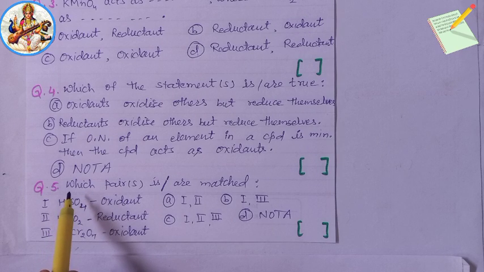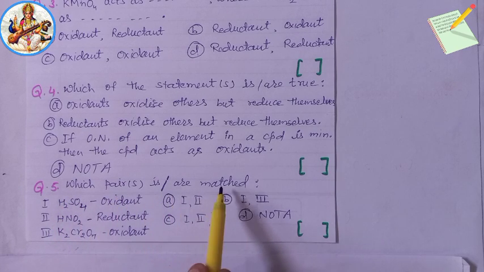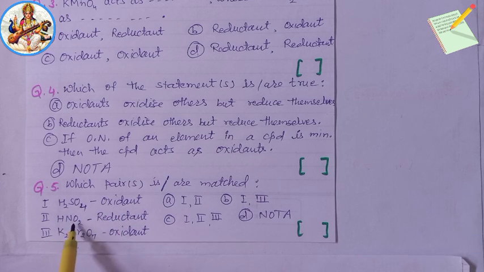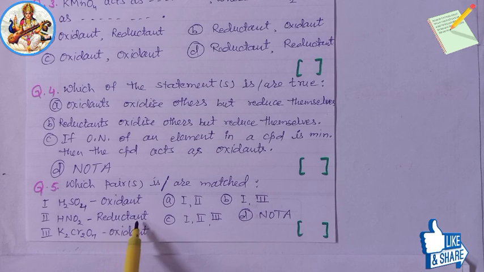Fifth and last question: which pair is matched? First, H2SO4, oxidant, right? Second, HNO2, nitrous acid, acts as reductant. It is also matched. And third, potassium dichromate acts as oxidant. It is also a matched pair. So the answer will be option C, first, second, third. All these are matched.